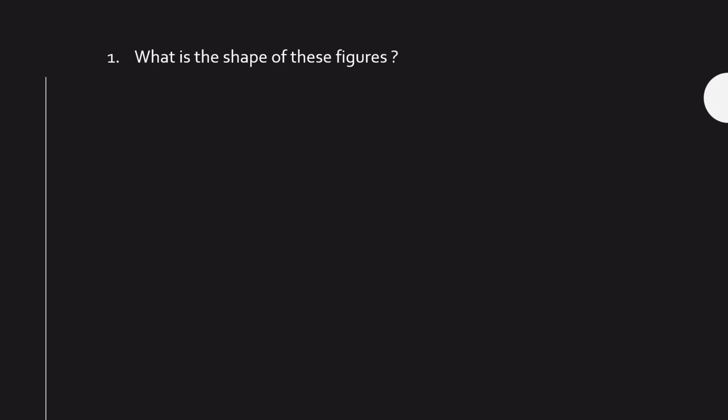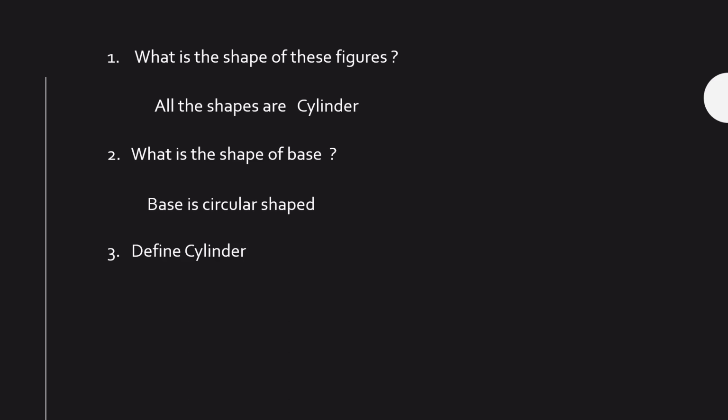Now I am going to display another set of figures. All of you analyze it very carefully and recall the properties. Okay, so these are the figures. Look at each of these very carefully, understand its shape, properties, and then I will ask you some questions. Okay, the first question, what is the shape of these figures? Very good. All of you said it correctly. They are cylinders. What is the shape of base? Good. It's circular, isn't it?